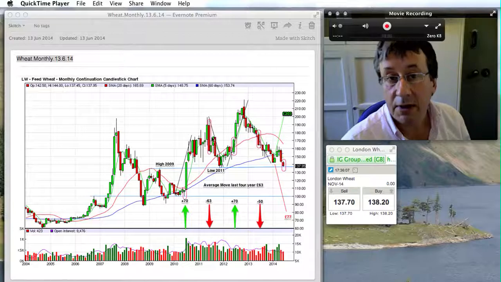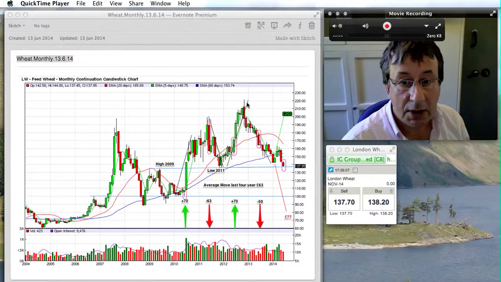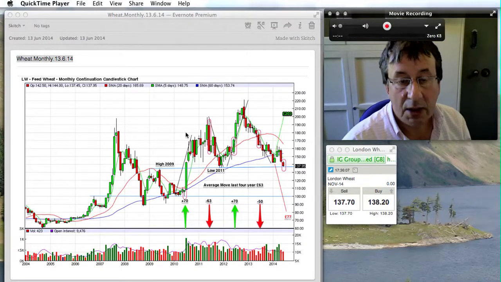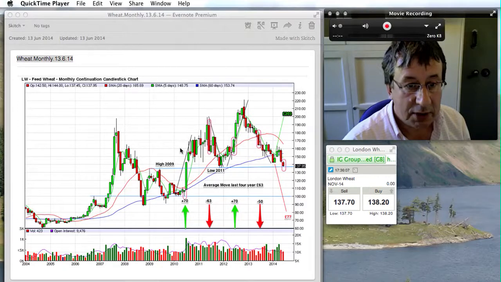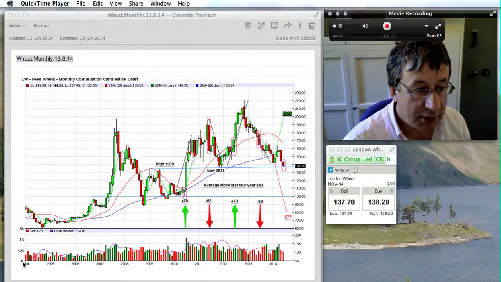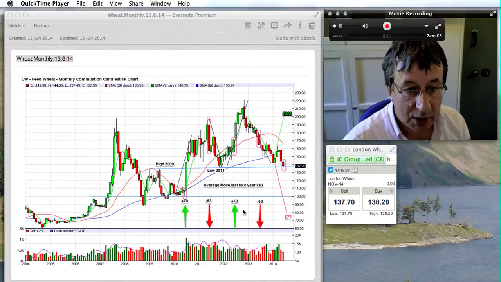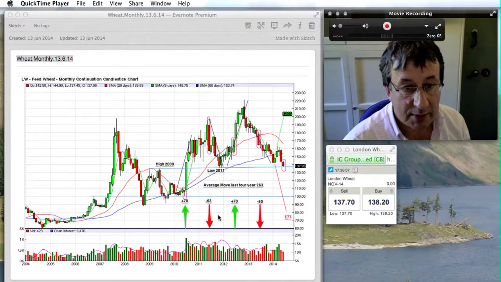It's Friday 13th of June, and as usual we're looking at the November 2014 UK wheat chart. We start off with the monthly bar chart which we've got in front of us, and this is going back to 2004. What I'm looking at the moment is the last 5 years, well last 4 years, we're in the 5th year at the present moment.